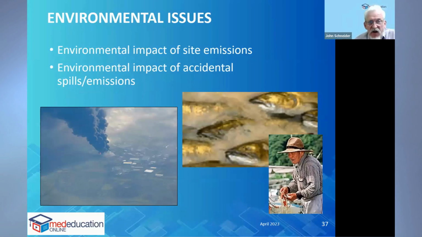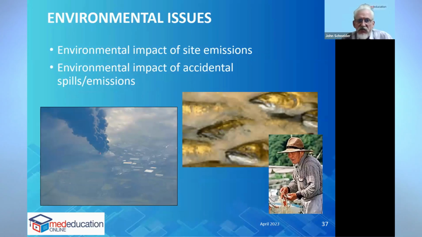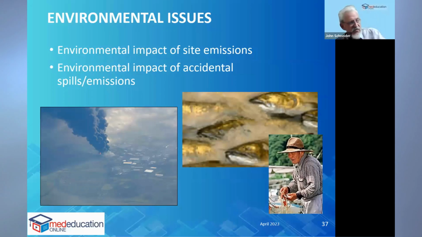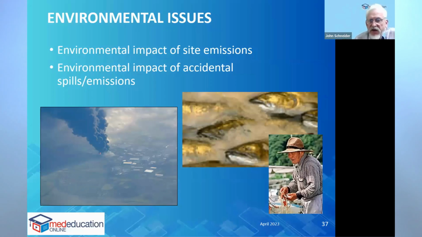Okay, environmental issues again, when the hazards are escaping from the workplace, the impact of emissions from the site, or accidental spills and emissions. Those fish and the fishermen on the right is the situation that occurred in Minamata, where there was considerable public ill health and consequences from escape of mercury from an industrial plant in Japan, with effects not just on the local workers but also the general population. Next.